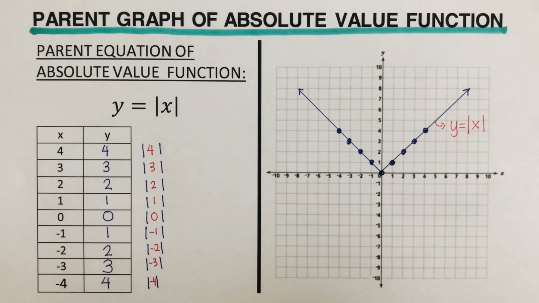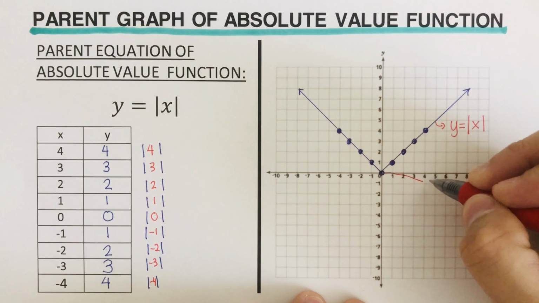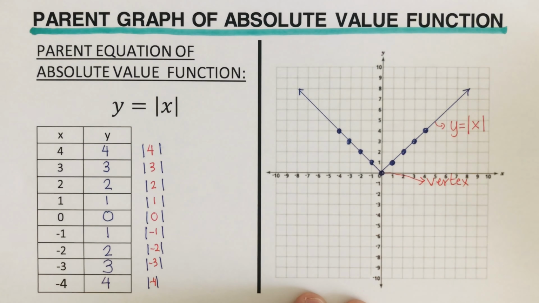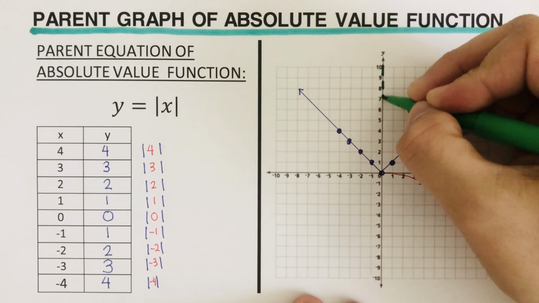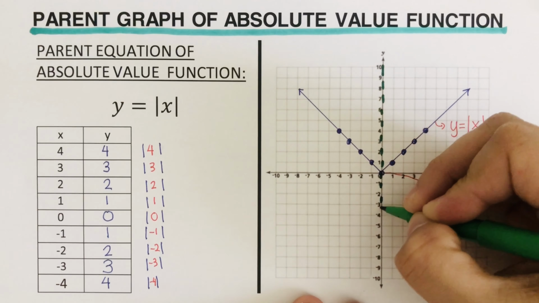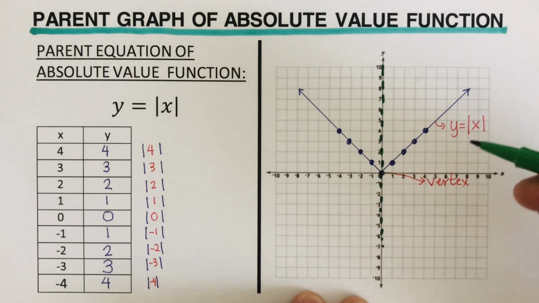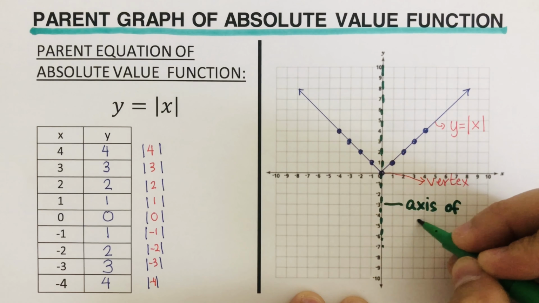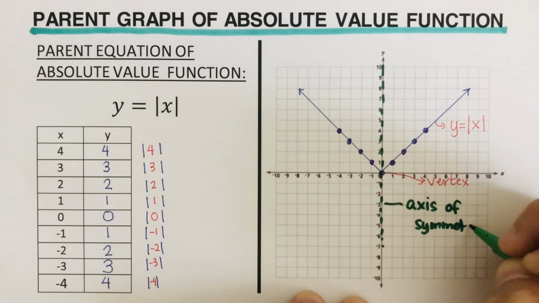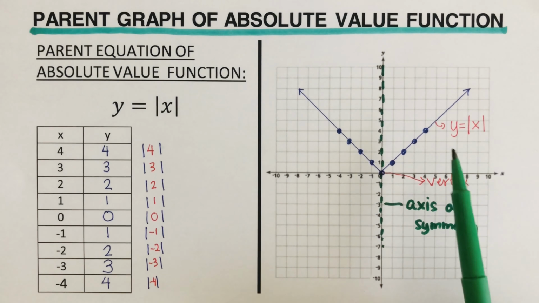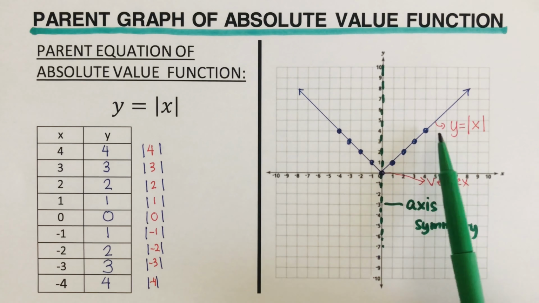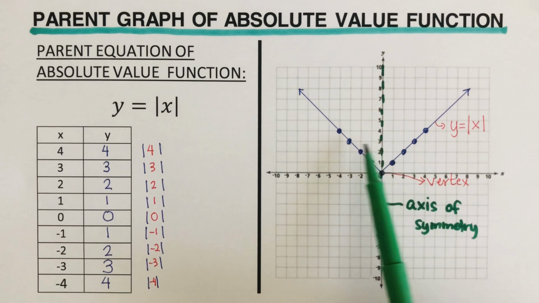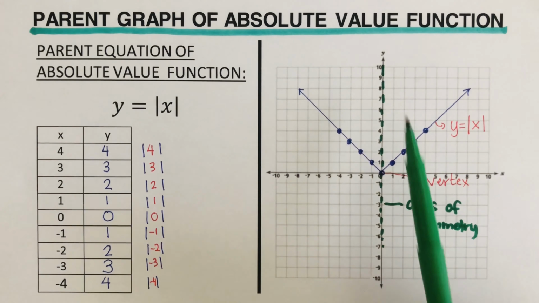In this parent graph, this is our vertex. So this part right here is the vertex, and this line right here on x equals 0, this is our axis of symmetry. Axis of symmetry means that if we fold this graph right here on this line, these points are going to match up on the other side. So this is like a mirror. So this is called the axis of symmetry.